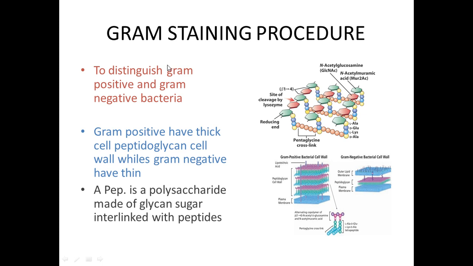The gram staining procedure is used to differentiate between gram-positive bacteria and gram-negative bacteria, basically based on the thickness of their peptidoglycan cell wall.